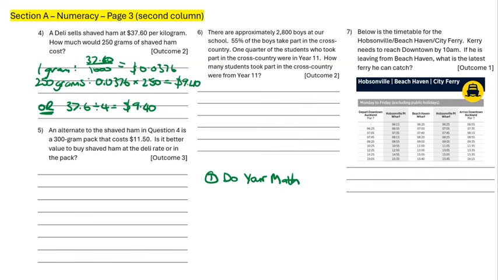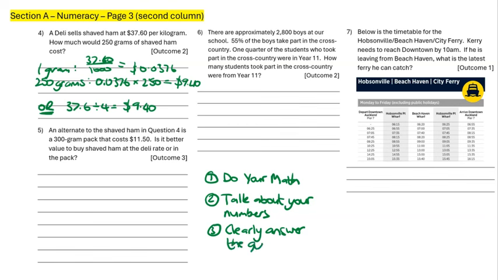Once you've done your math, you need to talk about your math. So talk about your numbers. And then number 3 is where people forget, and often it's the easiest part of this process, is clearly answering the question. So clearly answer the question. And I'll show you this 3-step process with each of the learning outcome 3 questions that we're going to look at in this particular video.